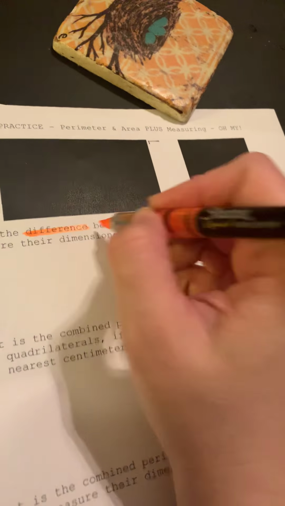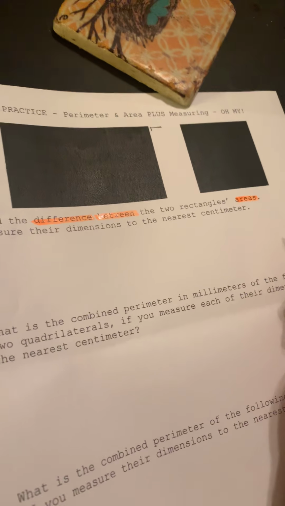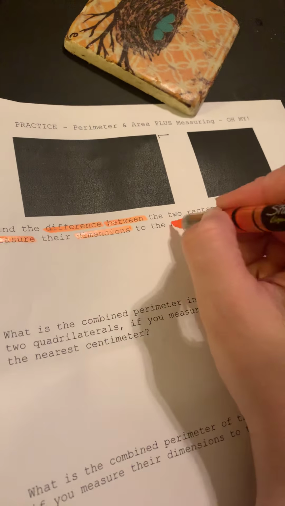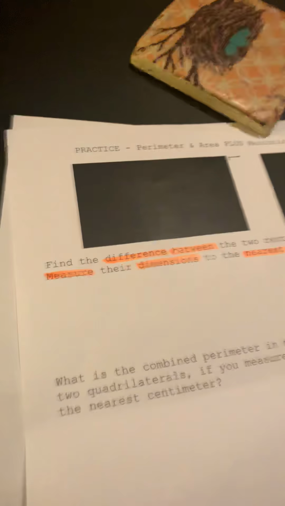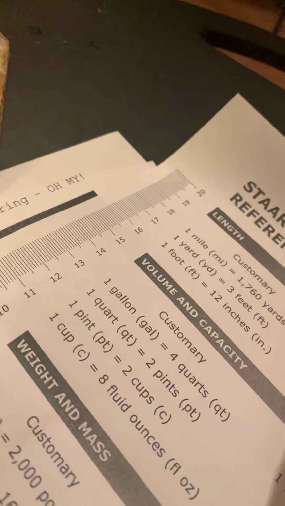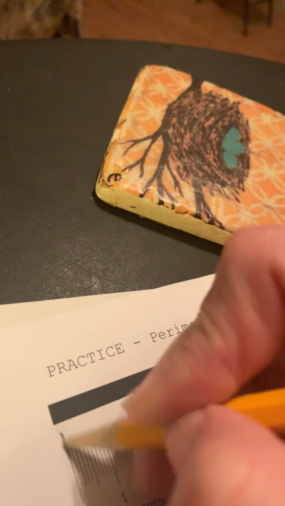Yep, difference between areas. And there's more. Yep, measure, that word dimensions, nearest centimeter. All right, well, first let's do the measurement. So with our star charts, which ruler do we need to go to? The centimeter, that's right. And the one thing that I always teach them is to make sure you're on 0. That is the most important part, is to make sure you're on 0.